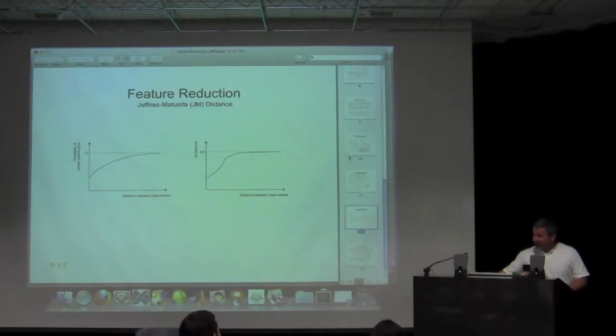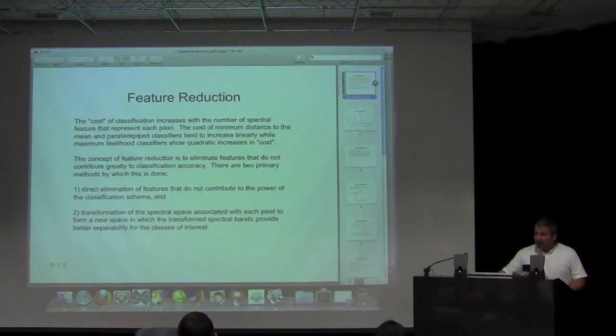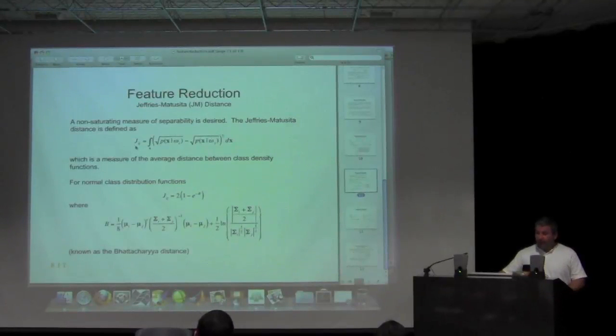So if you remember way back at the start here, our purpose was to do direct elimination of features that do not contribute to the power of the classification scheme. Well, you can interpret that as going ahead and computing this for every set of bands that you want to use. If I had to eliminate 4 out of 7, which best 3 would I pick? This would give you a way to decide that.